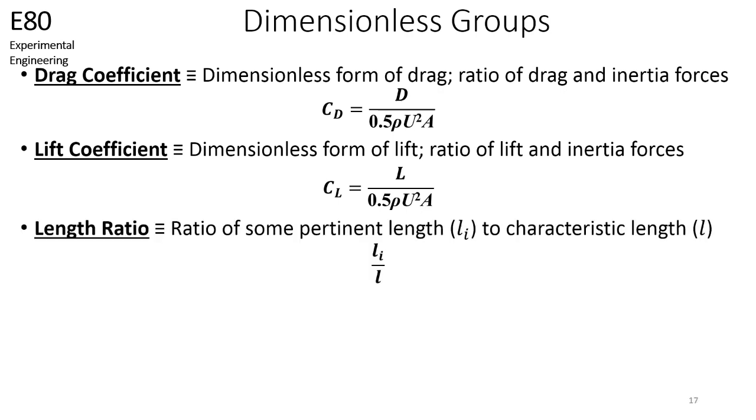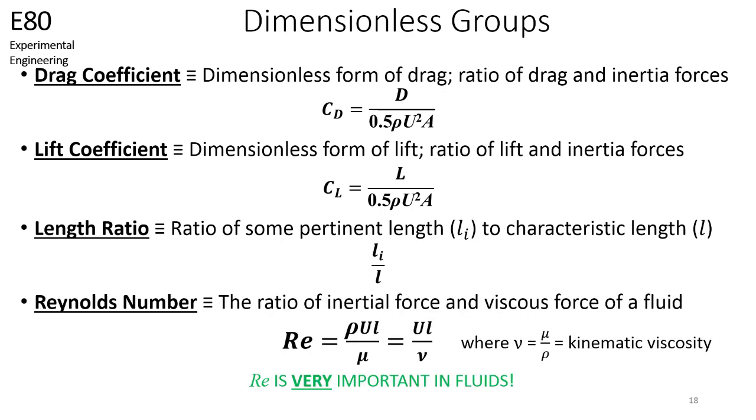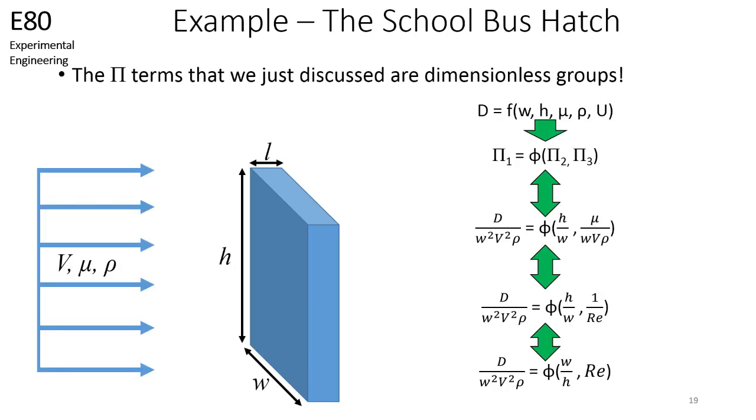In the example in this video, you were introduced to the length ratio, which is the ratio of some pertinent length to the characteristic length. Most importantly, you encountered a very important number in fluids, which is the Reynolds number. The Reynolds number is the ratio of inertial force and viscous force of a fluid. In our example of the bus hatch, you can see that the non-pi sub 1 terms are the length ratio and the Reynolds number.